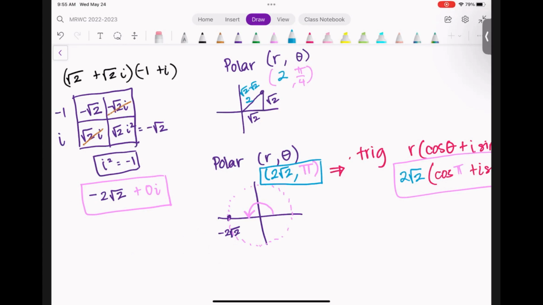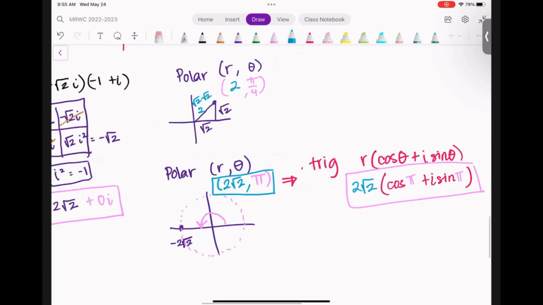And some of you are like, Miss Johnson, it's not looking so good, because look at your answer in r theta. How are you going to get it from 2 to 2 root 2? Don't worry, it'll happen. So that's my first set of numbers. I'm going to do my second set right here.